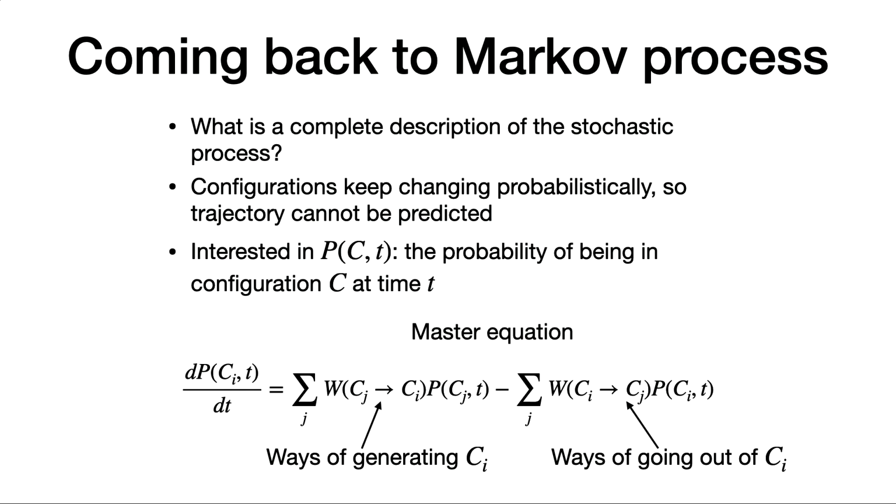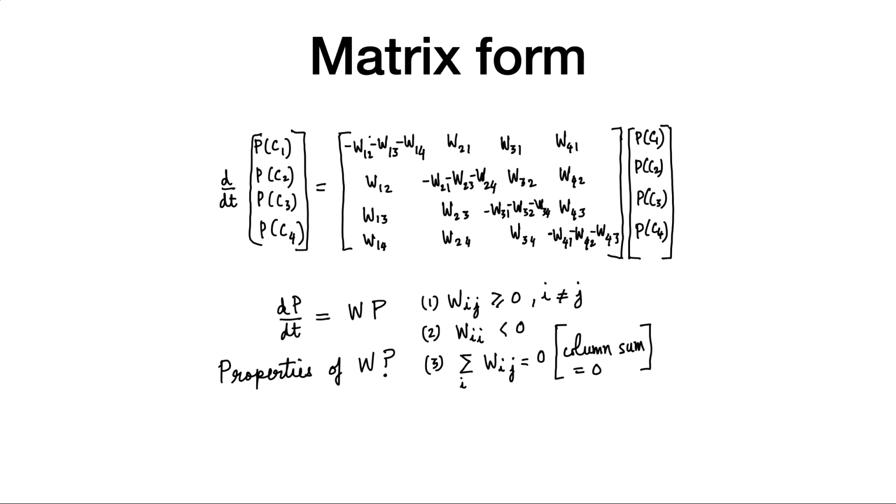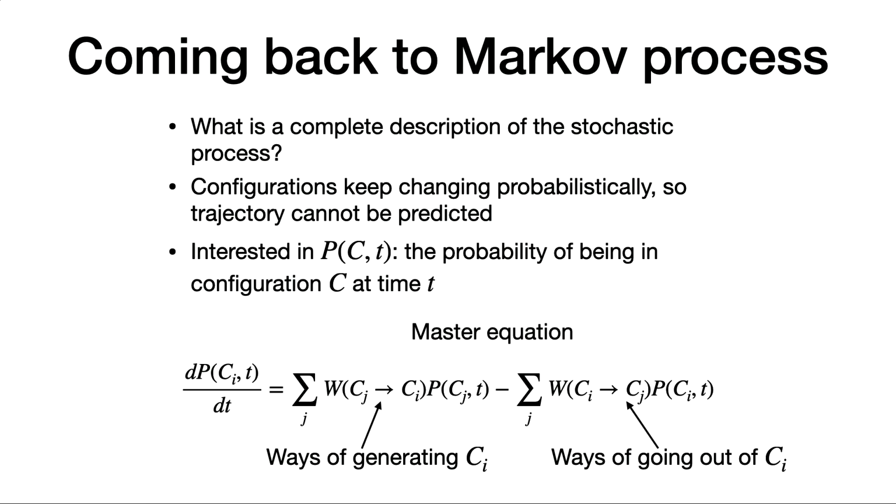Right now we are talking about general Markov process. Is this clear? Okay. So I will write this in a matrix notation.